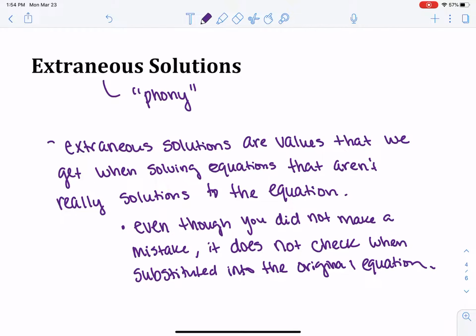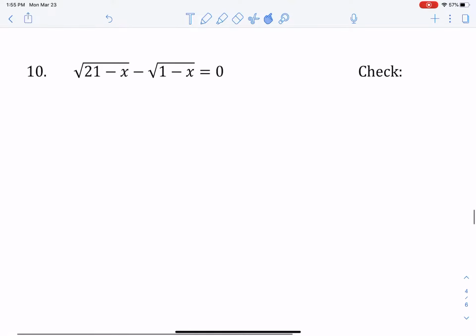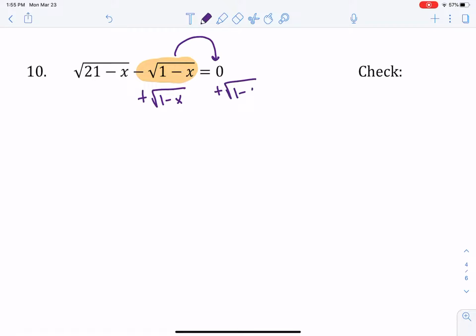Okay, so take a second, go ahead and write that down, or you can pause the video, and we are going to move on to number 10. So number 10, we still want to isolate a radical. So let's take this minus square root of 1 minus x, and let's move it to the other side of the equation. So I'm going to add the square root of 1 minus x to both sides.